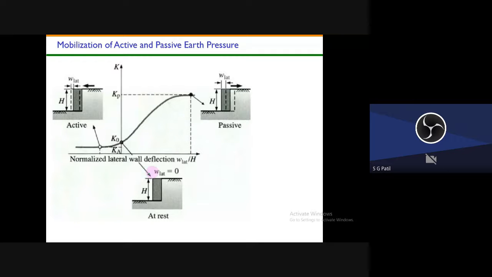Again, the same graph, I have put in some other perspective here. The same thing, okay? So at rest condition, the wall is not moving anywhere. Active earth pressure, the wall is moving away from the backfill. And passive earth pressure, the wall is moving towards the backfill.